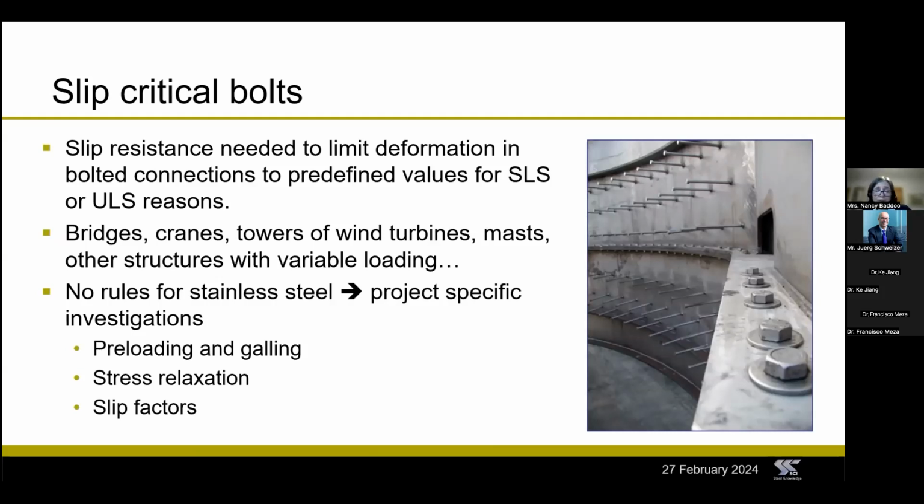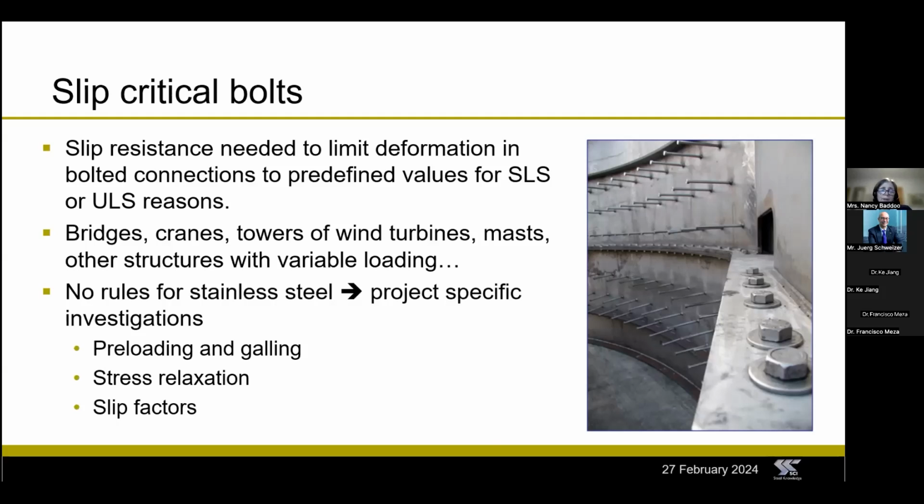And there were no rules for stainless steel, and there were lots of queries about, well, how would you avoid galling that sometimes happens with stainless steel? What's the impact of the stress relaxation characteristics? What are the slip factors for stainless steel?